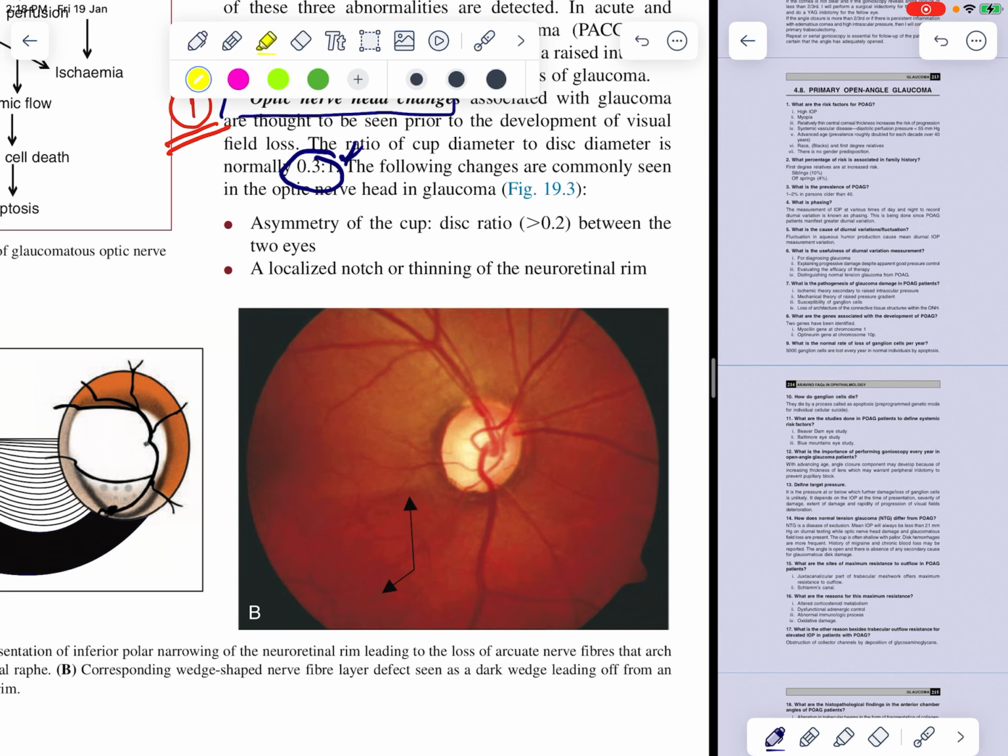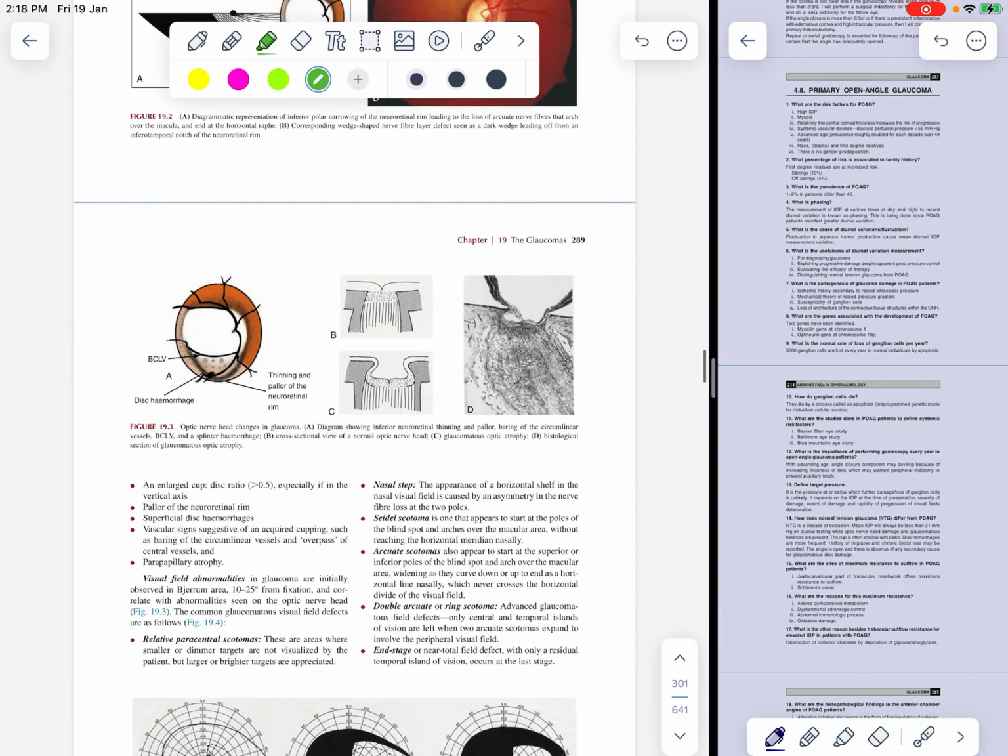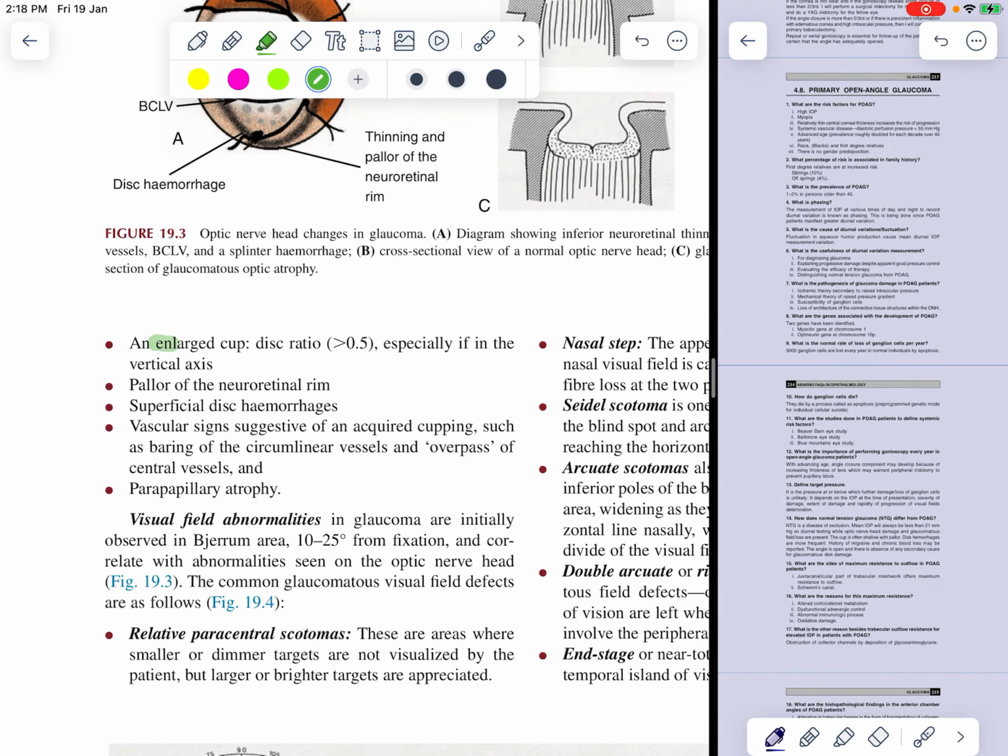Mark my words, I'll be highlighting. Just remember the word asymmetry between two eyes, notch or thinning of the neuroretinal rim, enlarged cup disc ratio, pallor, disc hemorrhages. Mind you, disc hemorrhages signify normal tension glaucoma. Vascular signs suggestive of cupping, such as bayoneting of circumlinear vessels and overpass of central vessels, and lastly, not such important, parapapillary atrophy.